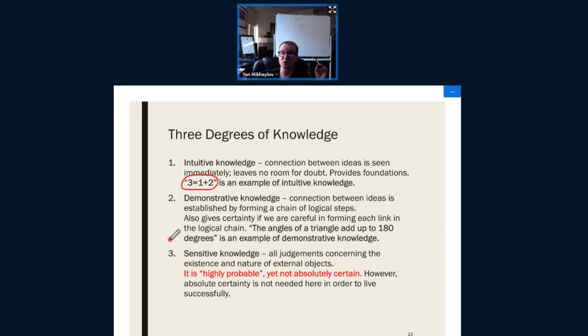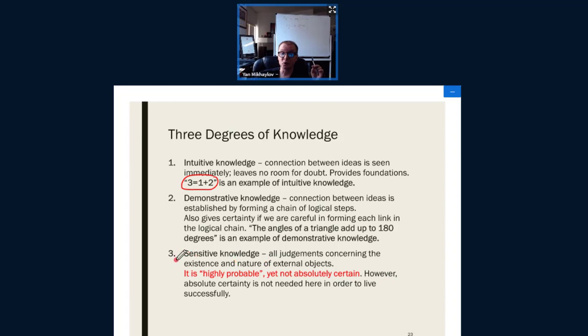Now, demonstrative knowledge, we don't have like that. We can't immediately see it. We can only know it if we actually connect some ideas together. So it's kind of a longer chain, right? The angles of a triangle add up to 180 degrees, he would say, is an example of demonstrative knowledge. Why? Well, because if you look at the triangle, you cannot say right away it's 180 degrees. But if you measure it, you can actually figure it out.